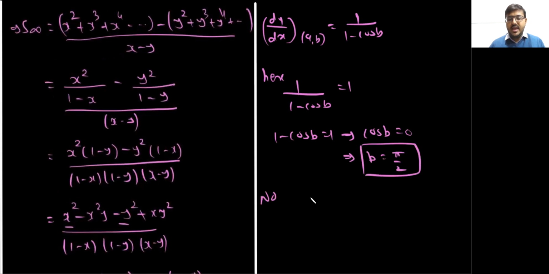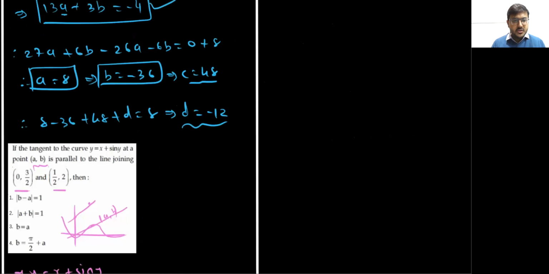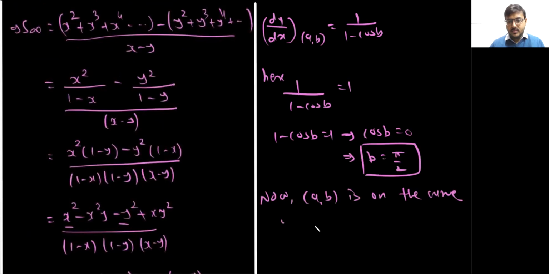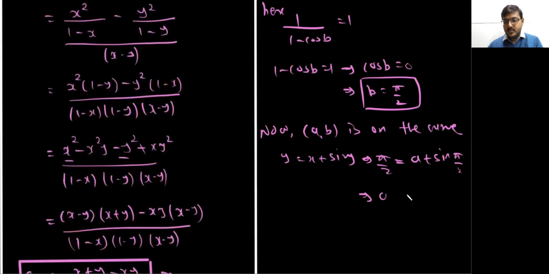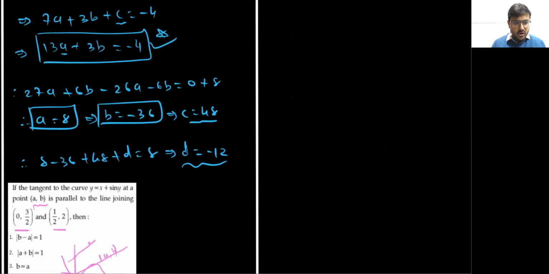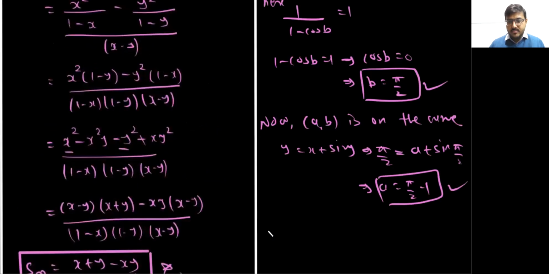Now, AB is on the curve, and the curve we have is y equals x plus sine y, right? So let's say pi by 2 equals a plus sine pi by 2. So we'll get a as pi by 2 minus 1. And now we have b, now we have a. So let's check from the options. The first option is mod of b minus a. So option A, mod of b minus a is equal to pi by 2 minus pi by 2 plus 1, that is equal to 1.